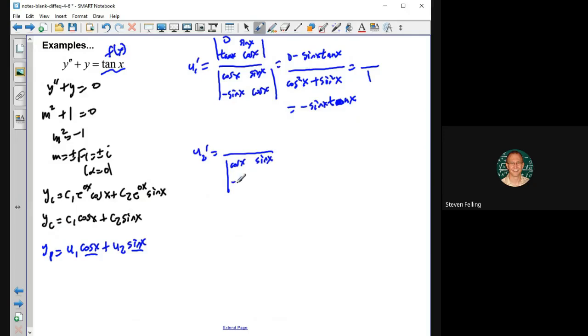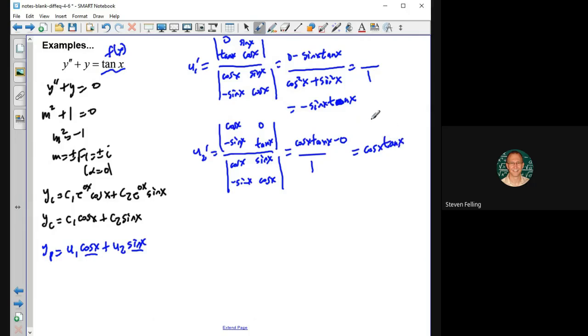Okay, and we'll do the same thing for u2 prime, except we're going to have the same matrix here for a determinant on the bottom, which is the original Wronskian. But this time we're going to replace the second column with 0 and tangent x. We still have cosine x, negative sine x from the bottom there. The bottom is still going to turn out to be 1. We didn't change that, but now I've got cosine x times tangent x minus 0 on the top. So this one ends up being cosine x tangent x.